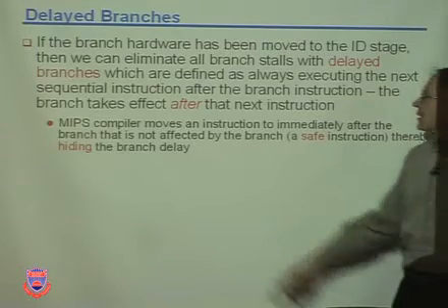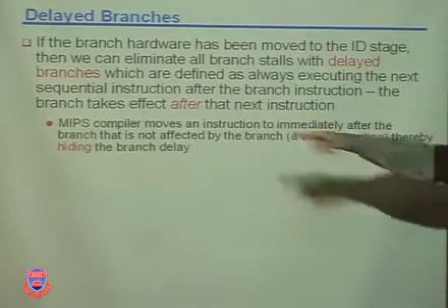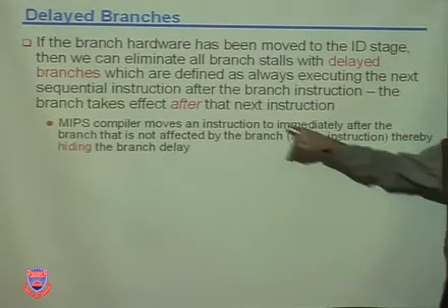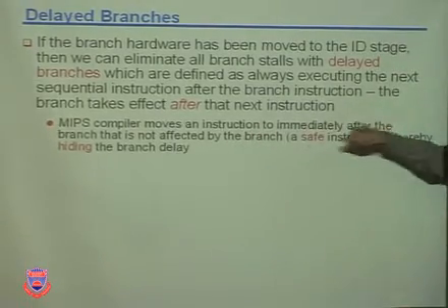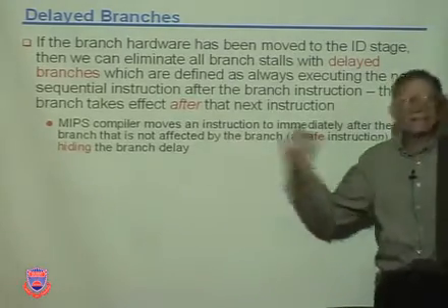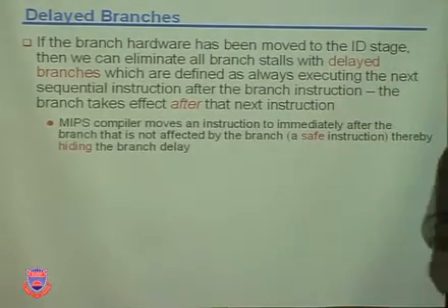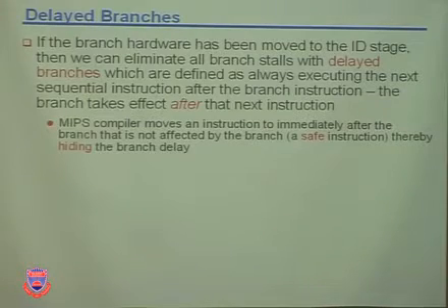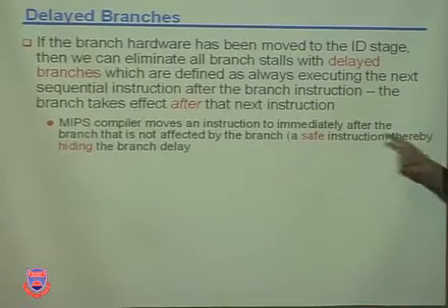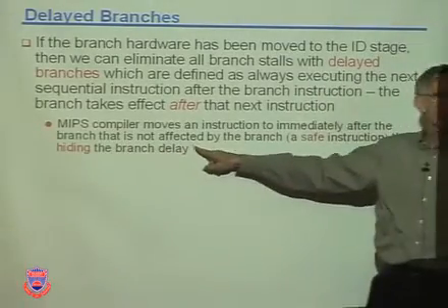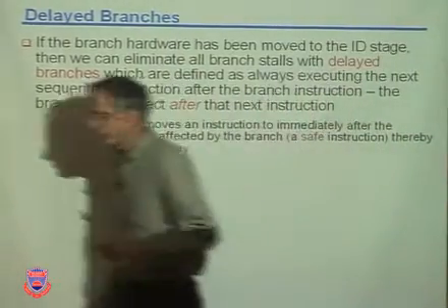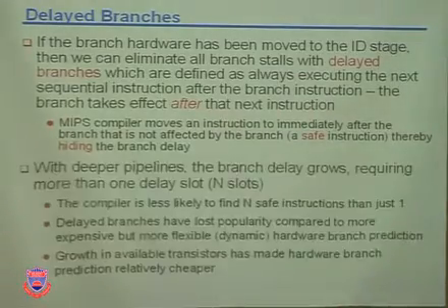All right, so the MIPS compiler now is needed to do this. It's compiler reordering, like we talked about before. The MIPS compiler is needed to move an instruction to immediately after the branch. And the instruction has to be the kind of instruction that's not affected by the branch. In other words, its value doesn't depend upon going or not going somewhere. We call it a safe instruction. And therefore, it hides the branch delay. So we have delayed branches, and we're going to hide it with useful work. That's the idea here. It's a great idea.